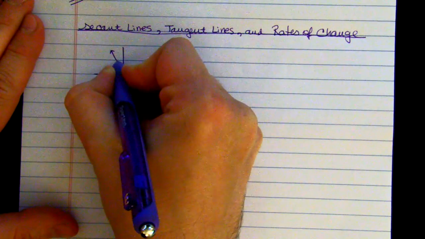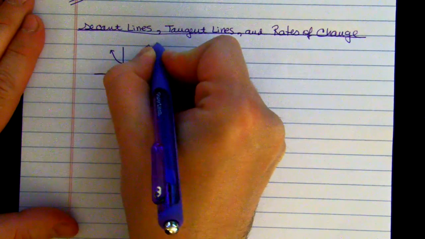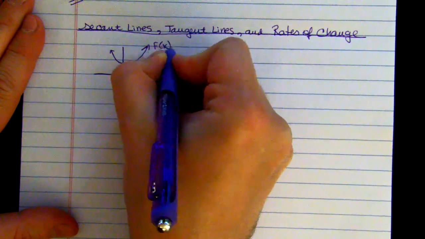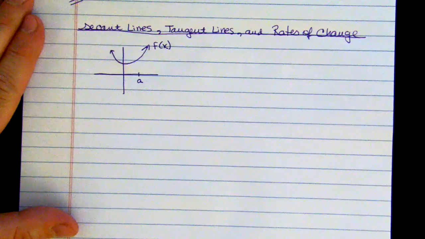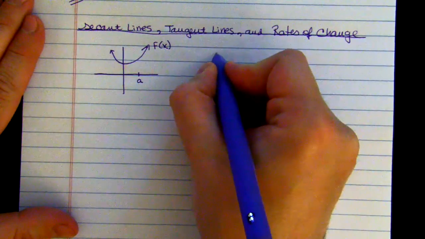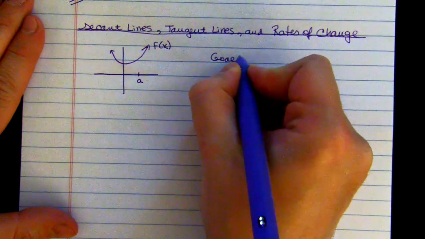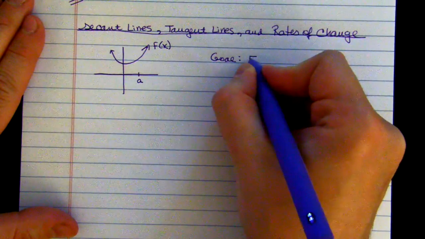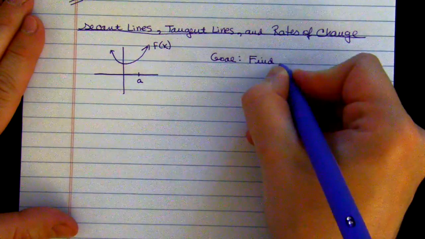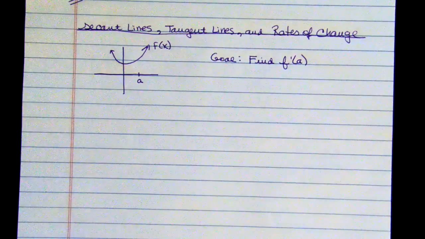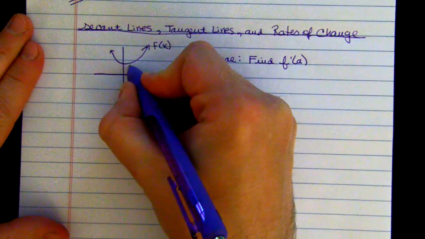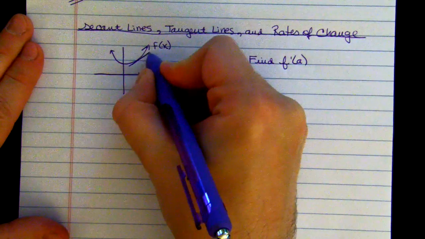Let's say I have a function, f of x, and I have a particular x value a. My goal is to try to find the derivative of my function at x equals a. I want to try to find the slope of the line tangent to f of x at x equals a. I want to find that slope.